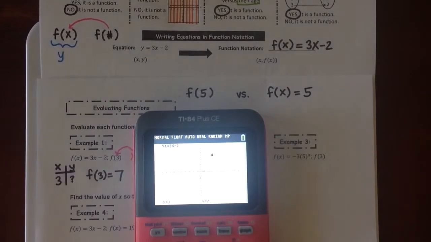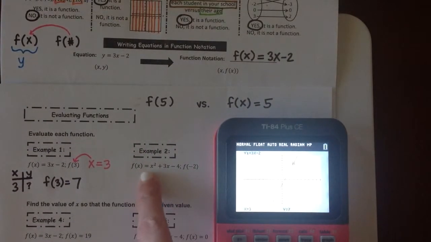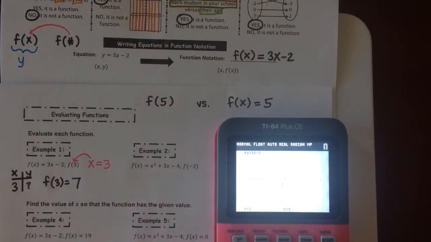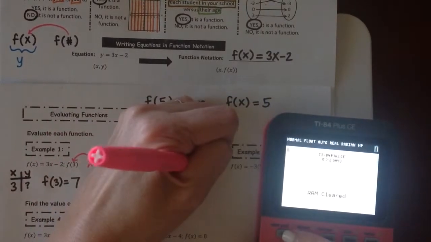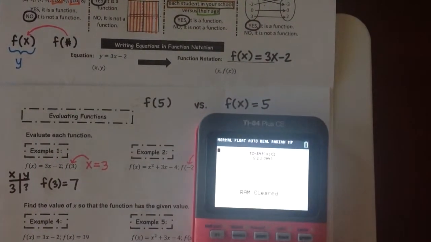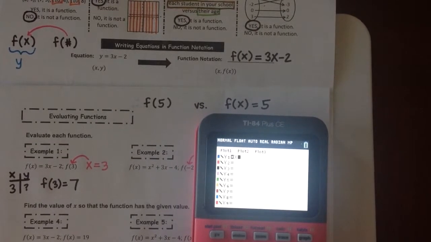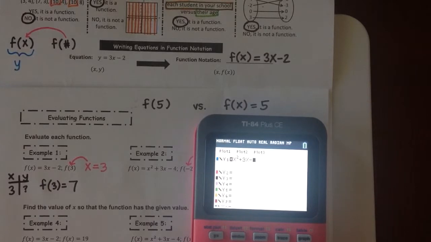Okay? Now we're going to do the same thing. Again, it's saying f of x is equal to x squared plus 3x minus 4. What is f of negative 2? So again, they are telling you that x is equal to negative 2, and we're going to use our calculator. So we're going to go to y equals. I'm going to type in x squared plus 3x minus 4.